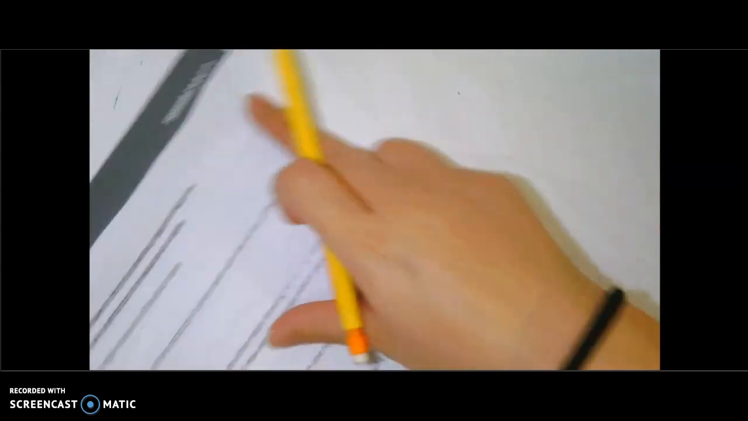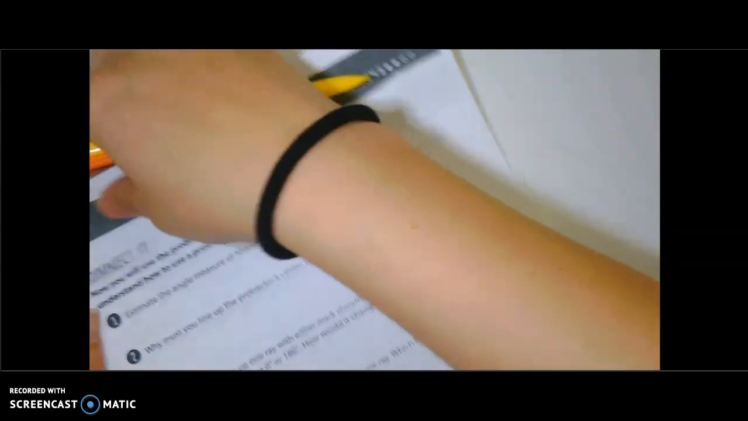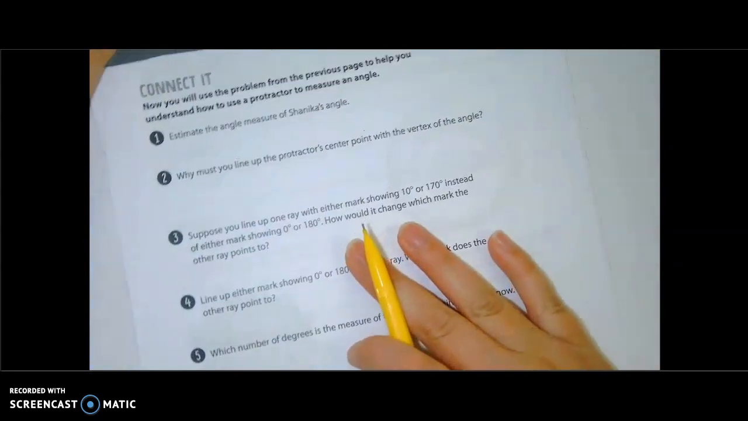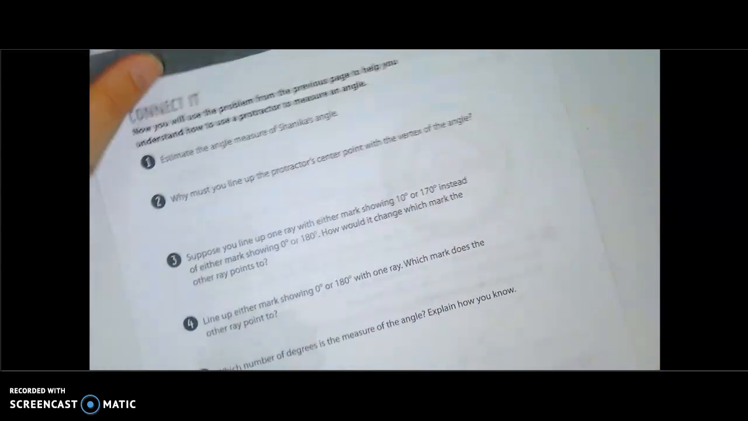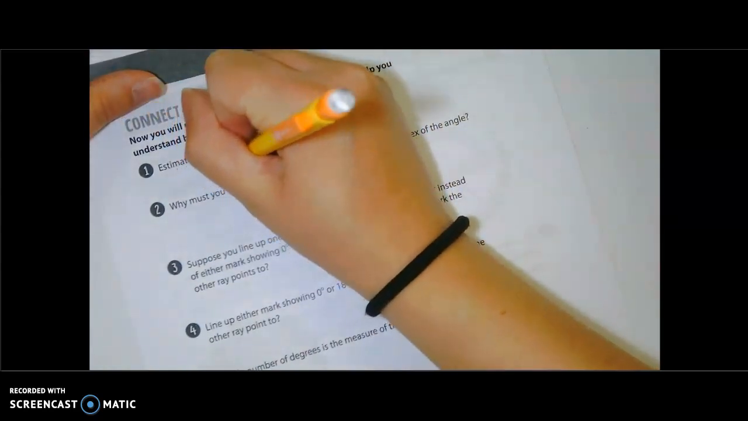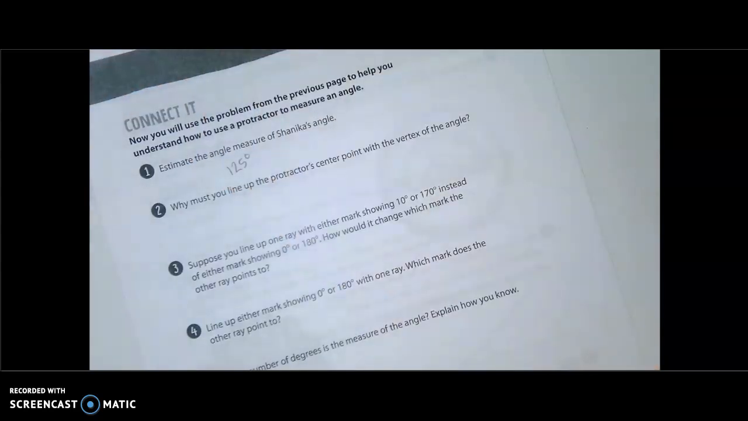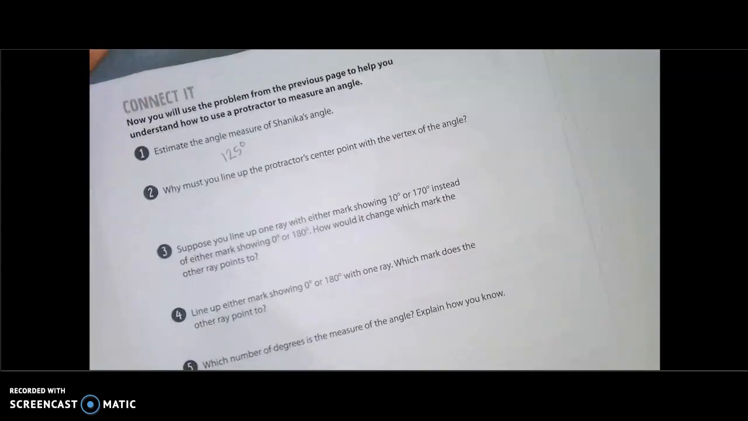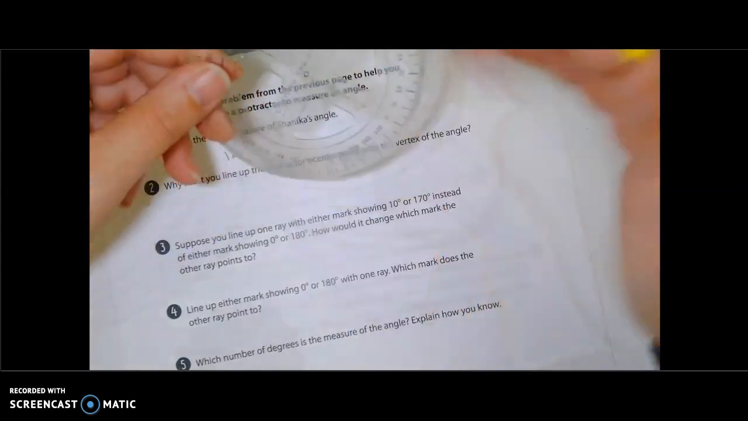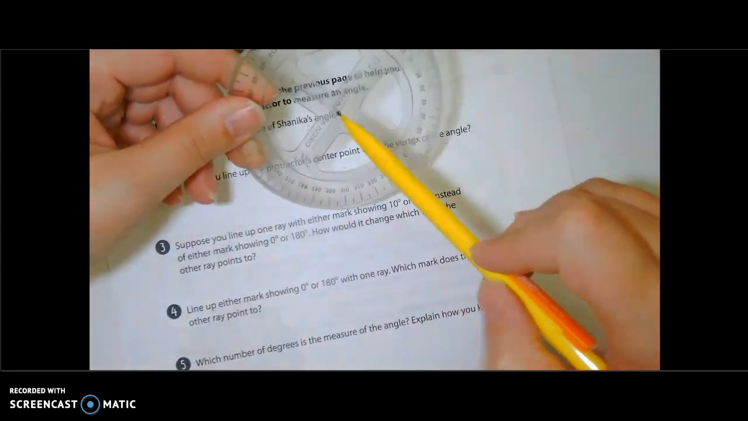So, knowing that, this first connect, it says estimate an angle measure of her angle. And so, I mean, it's an estimate. In class, we came up with that it's about 125 degrees, because what looked like approximately halfway between 120 and 130. Now, it asks, why must we line up the protractor's center point with the vertex?